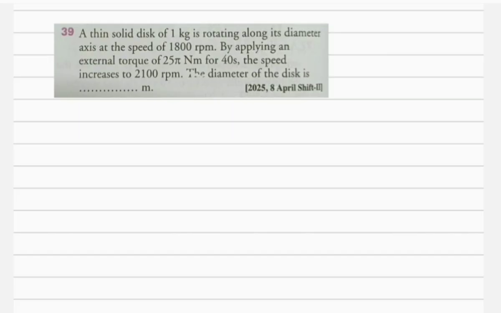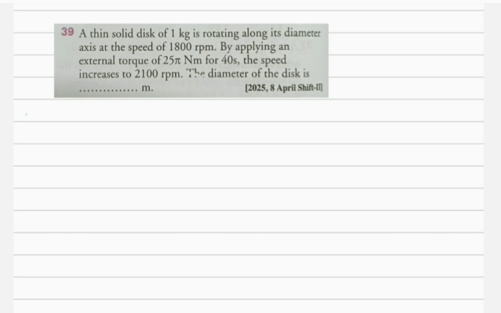A thin solid disc of 1 kilogram is rotating along its diameter axis at the speed of 1800 rpm. By applying an external torque of 25 pi Newton meter for 40 seconds, the speed increases to 2100 rpm. The diameter of the disc is dash meter. This question came in 8th April, shift 2, 2025 examination.